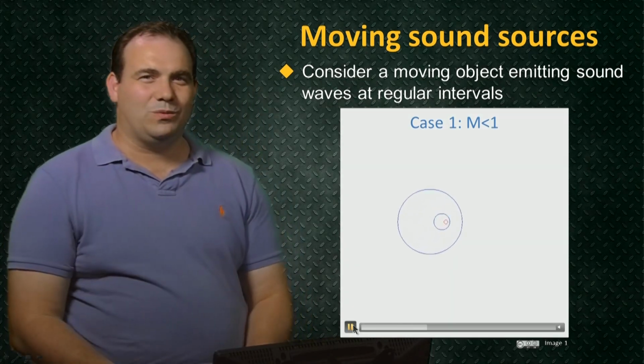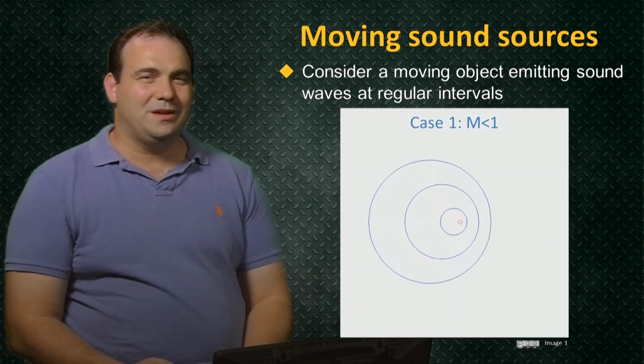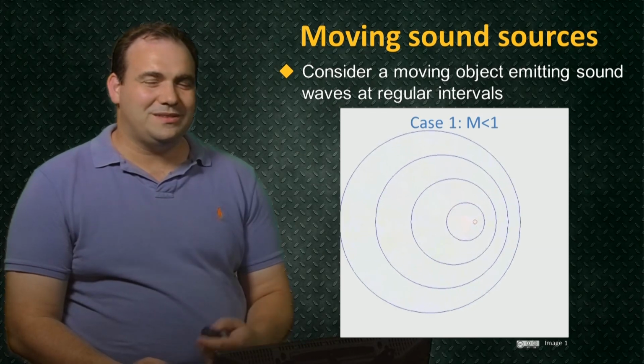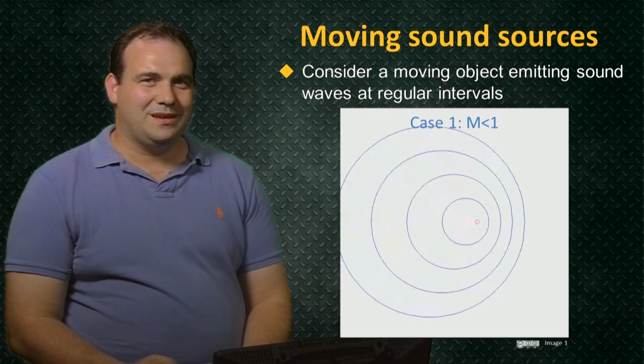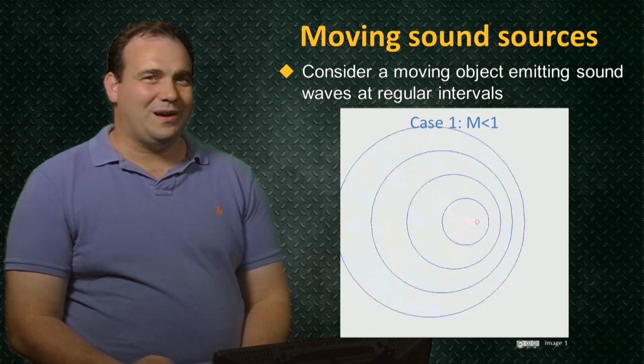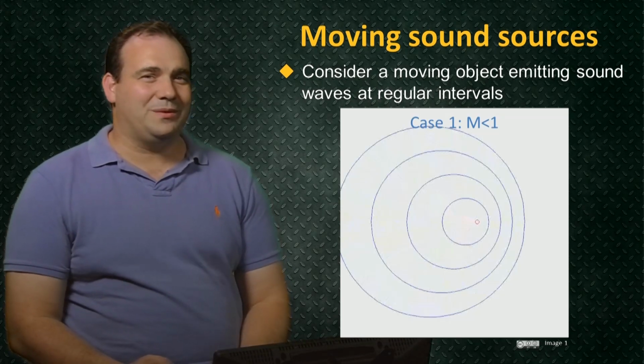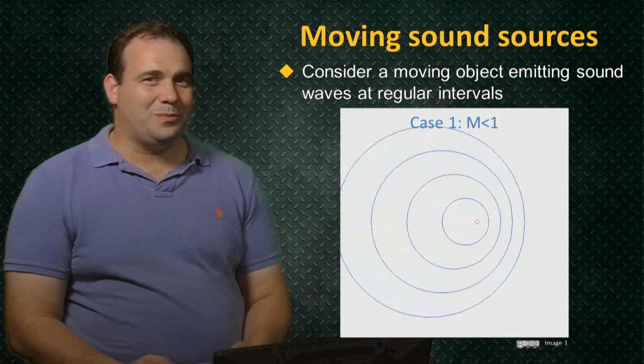As the object, represented by the red circle, moves to the right, so does the origin of the waves it emits. This results in the wavefronts being much closer together on the right. As a result, if you were to listen to this sound, it would have a higher frequency than the sound on the left. This is the Doppler effect.